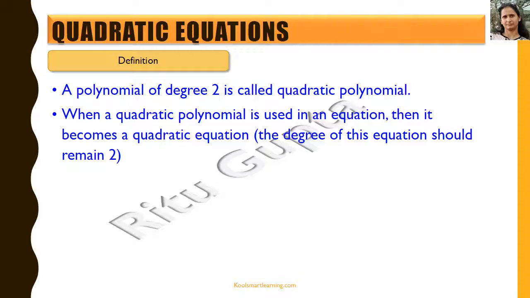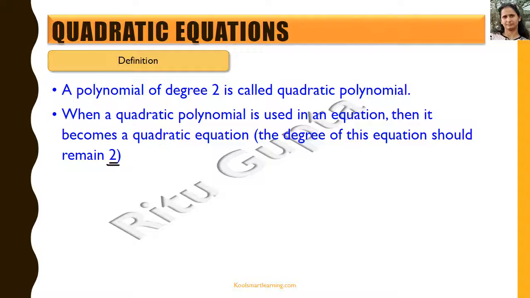The degree of this equation should remain the same, which is 2. So when we are saying a quadratic polynomial used in an equation, what we are saying is, supposing the left hand side of the equation is the quadratic polynomial, the right hand side of the equation again cannot have a degree more than 2. It could be either a 0, a constant, maybe a linear polynomial in the same variable, or a quadratic polynomial again, but it cannot have a degree of more than 2.